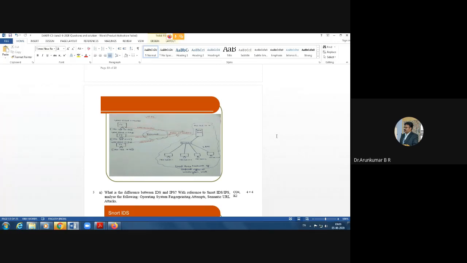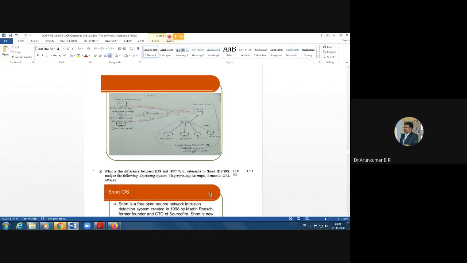However, after sharing all PPTs and all materials, I'm planning to conduct one open book exam, which enables you to go through the entire material and the syllabus. That definitely helps you to write the examination. Just go through this architecture.